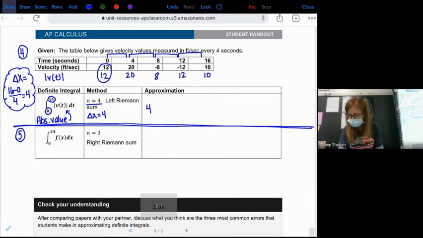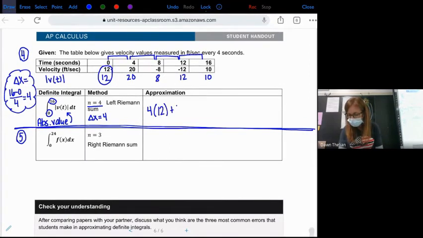So 4 times 12. The next base is between 4 and 8, and I'm going to use the height on the left side, so the 20. The next base is between 8 and 12, which is again 4, and I'm going to use the absolute value of the height on the left side. And then my last subinterval is going to use the height of 12.